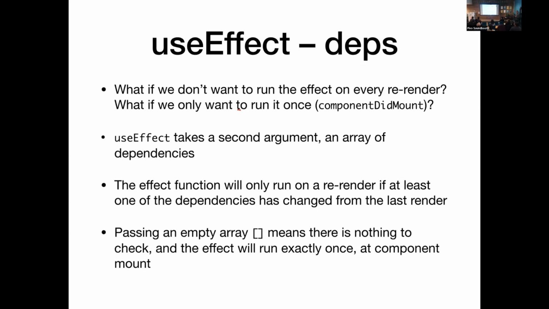So also, what if we don't want to run the effect on every re-render, what if we only want to call it once? What if we only want to set an event listener when the component first comes up? And if it re-renders or updates, we don't care. So useEffect takes a second argument, which we haven't used yet. That second argument is an array of dependencies, which are just variables from inside your component. And that will make React only call that effect function on a re-render if at least one of the dependencies has changed. So that might be part of your state, might be part of your props.